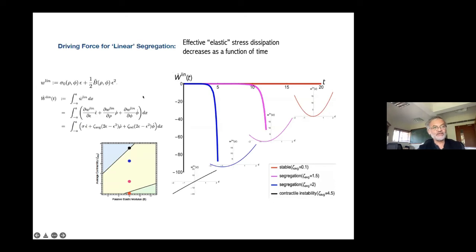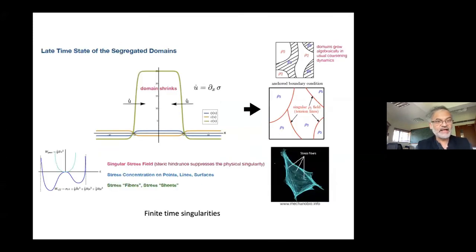And what we can show is that the driving force of this linear segregation between these myosin species is an effective elastic stress dissipation, which decreases as a function of time, and there is a Lyapunov functional for this theory. However, at this stage, you would say that this is akin to any familiar segregation problem, but no.